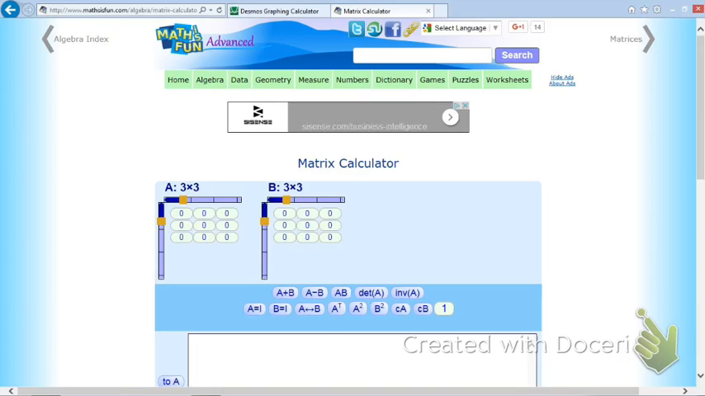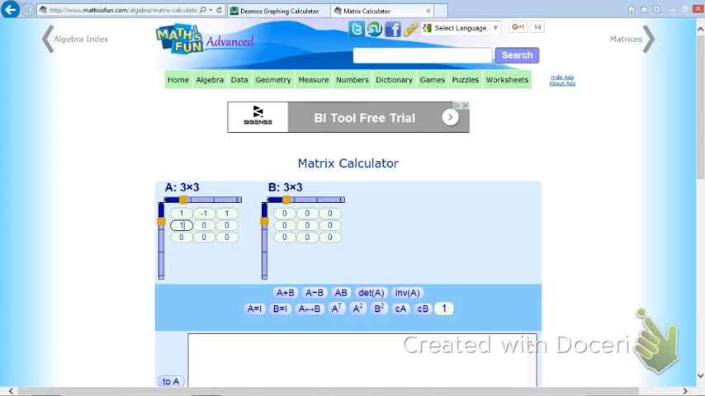Okay, so what I did is I opened up a matrix calculator online. This is the Math is Fun matrix calculator. Probably the easiest one to use. And we want to do A inverse B, remember. So the A matrix is 1, negative 1. Looks like I'm going to have to delete as we go.